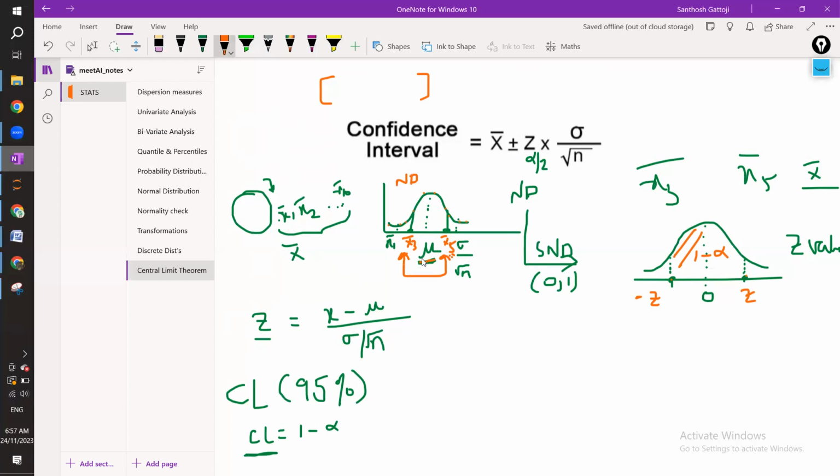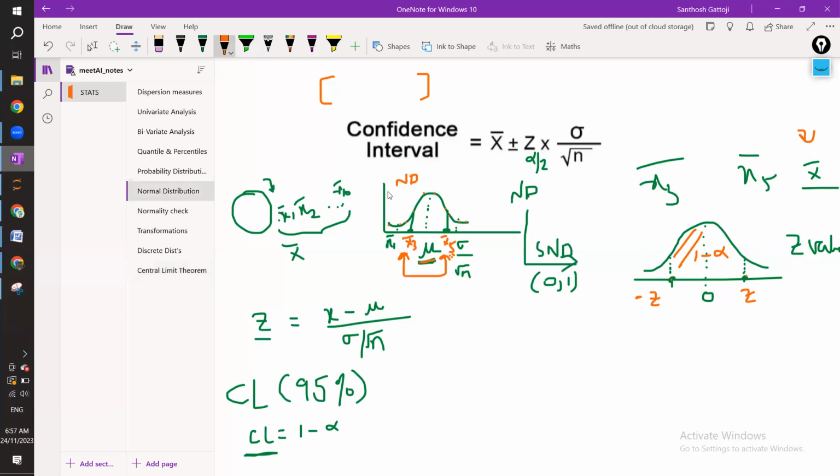But to make it easy, we convert this normal distribution into standard normal distribution. When you convert this normal distribution to standard normal distribution, what happens? The mu becomes 0, because for any standard normal distribution, mu equals 0 and standard deviation equals 1. That's why mu became 0 over here. Now, all the x1 bar, x2 bar, all x bar values will get converted into their corresponding z values.